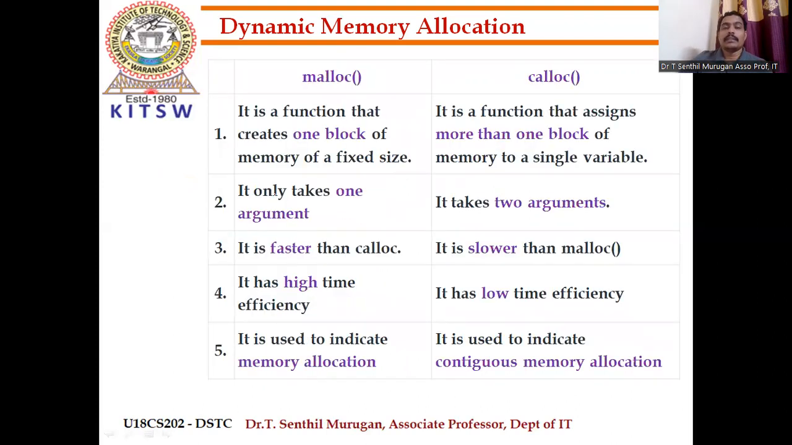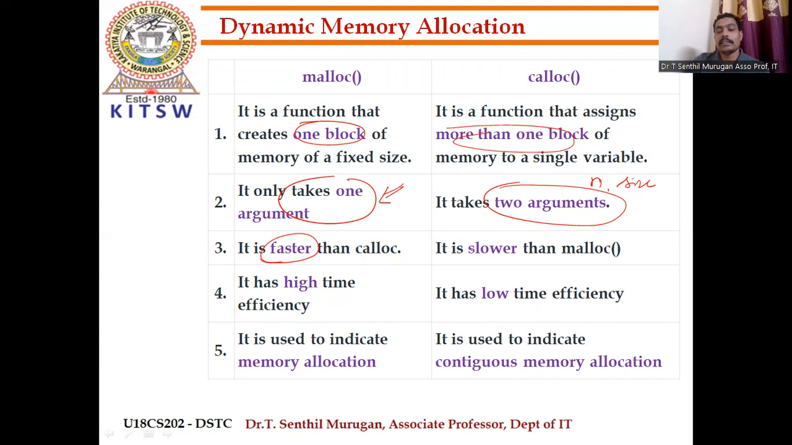So what's the main difference? While using malloc, one block will be created, but calloc creates more than one block. How many blocks we want, we give as the n value. malloc takes only one argument, the size of the block. Here calloc takes two arguments: n number of elements and the size of the block. It is slower than malloc but malloc has high time efficiency, so calloc has lower time efficiency.